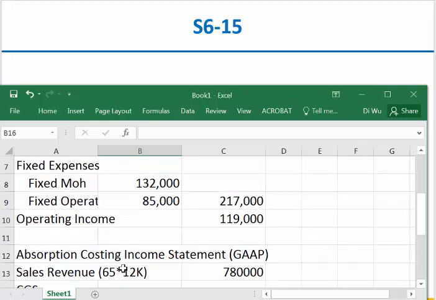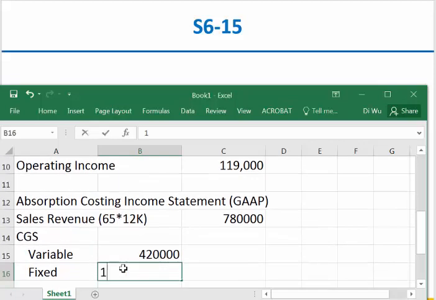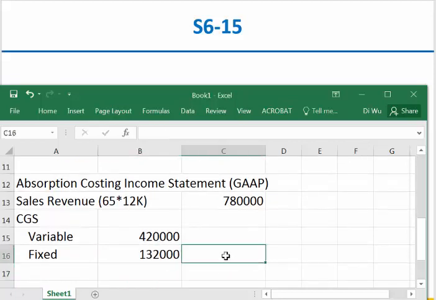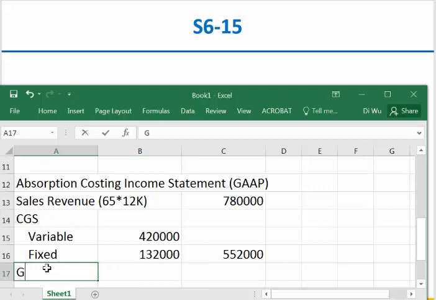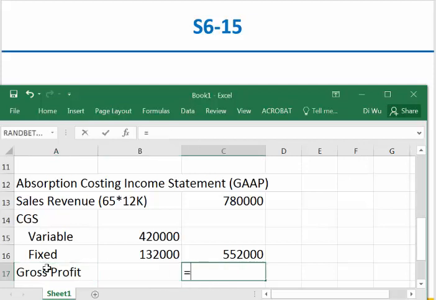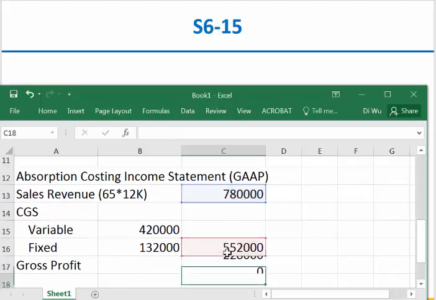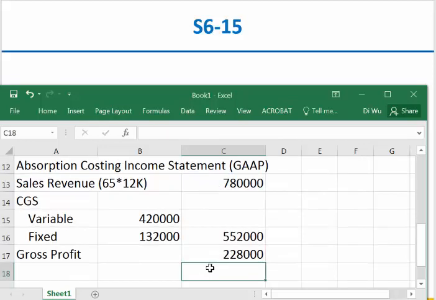For the fixed, it is given. You go back to the question. Originally, it says 132,000. So the total CGS is you add these numbers, you get 552,000. So after the CGS, I can derive my gross profit. This time the gross profit is, I use 780,000 minus 552,000, I get 228,000. So that's the gross profit.